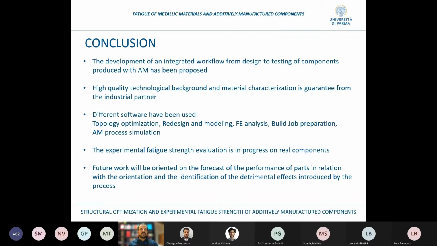In conclusion, we were able to develop and to identify the steps for the integrated workflow, the steps that need to be performed during the design and development of additive manufacturing components and the testing of a real component.